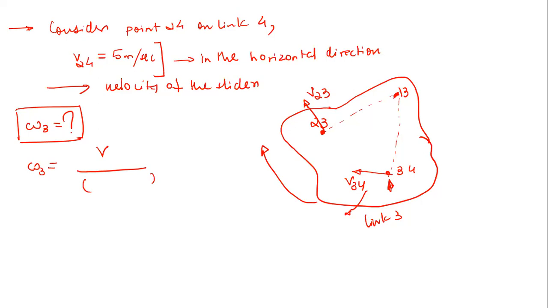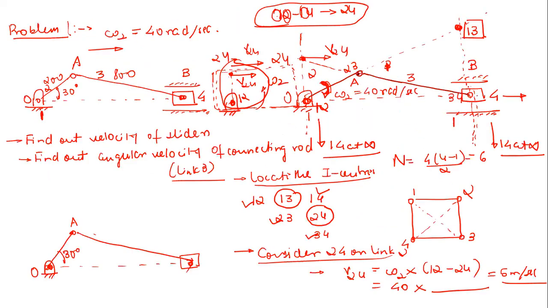Anyone? Shall I take V34 or V23? Just tell me quickly. V23. Simply take V23, right? Why V23? Because we already know that this is common to link 2, and you can easily calculate this velocity.